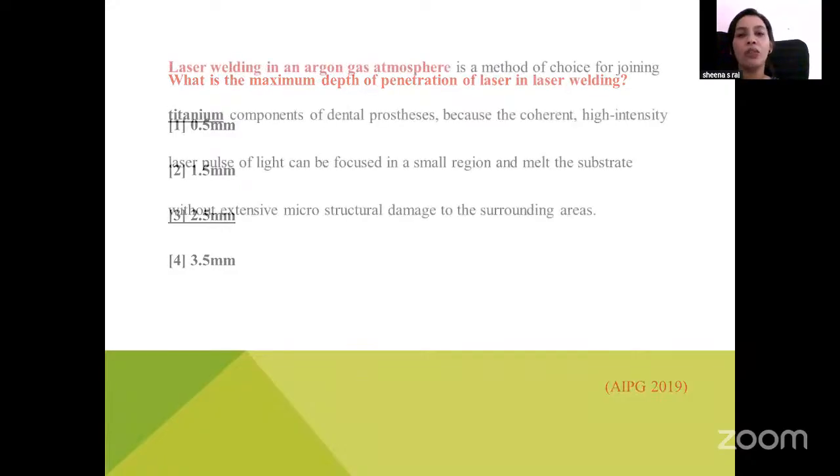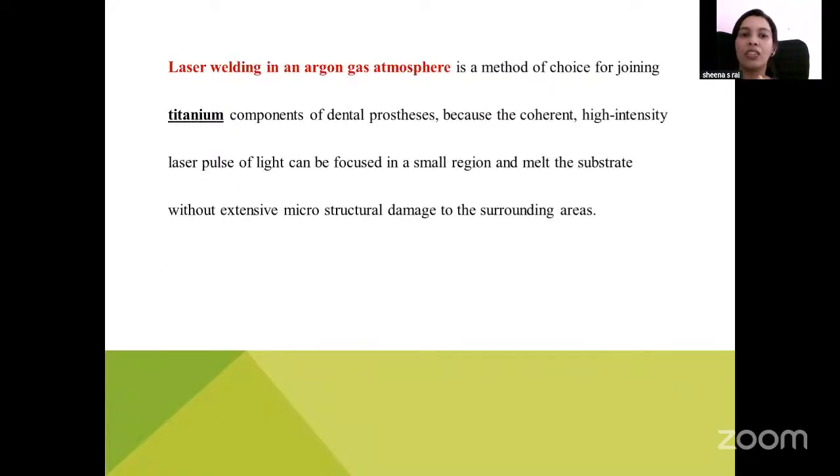Another question seen related to this: for joining titanium components, which laser welding is used, in which gas? Laser welding with argon gas atmosphere is the most important choice for joining titanium components. So please keep in mind this point.